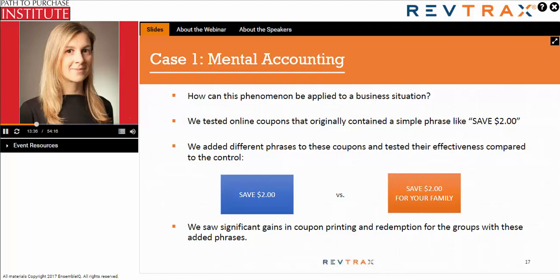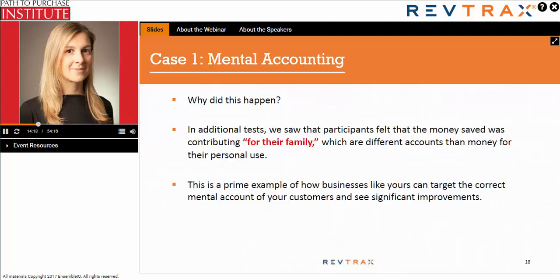So we divided consumers into groups randomly, and for the control set of consumers, we served the traditional message that said save $2, versus for the treatment group, we randomly served them an offer that said save $2 for your family. It was very interesting to see the incoming results, and in our case, for our product category, save $2 for your family significantly outperformed the simple save $2 message. In other words, we saw significant gains in coupon printing and redemptions with these added phrases.